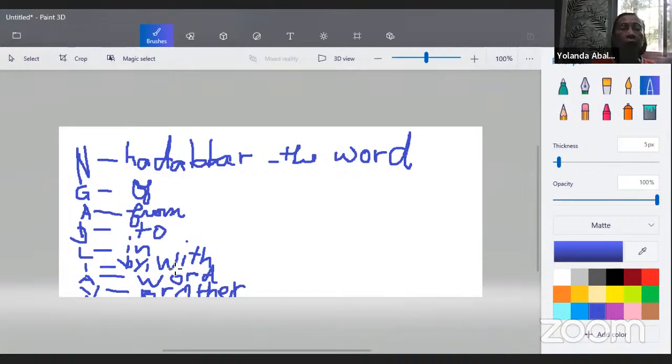Ito po yung ating tinatawag na cases. Tatandaan mo yan. So pag nagkaroon tayo ng genitive na gamit yan, ang katumbas po nito, gagamitin natin siya sa inflection at ang katumbas po ng genitive na ito is possession.